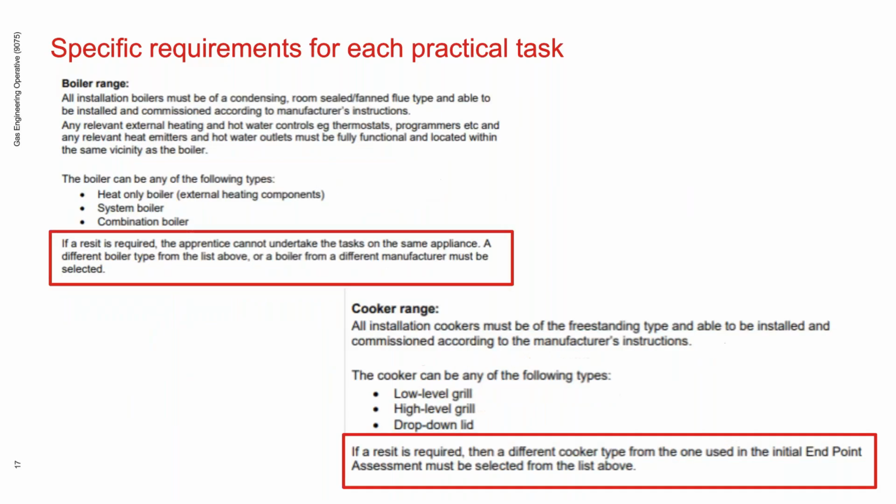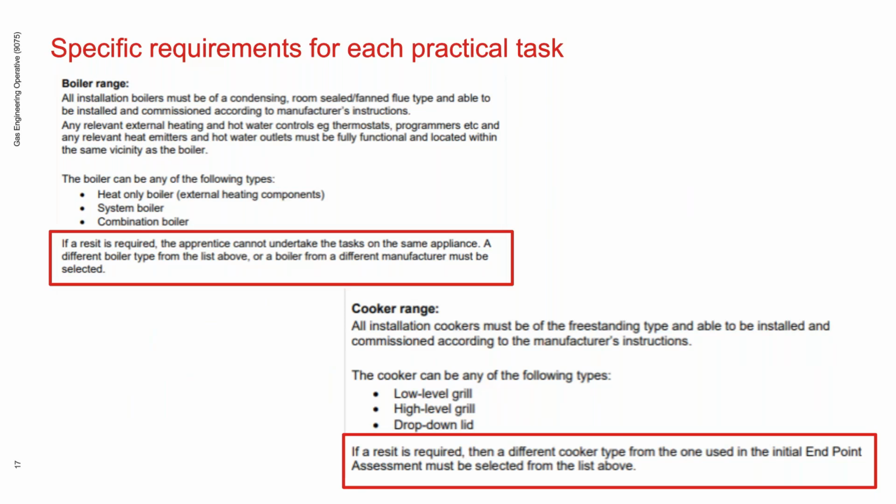So looking at the boiler range, we've got the heat-only boiler, external heating components, system boilers or combination boilers. It's important to know that if a resit is required, the apprentice cannot undertake the task on the same appliance. So a different boiler type from the list above, or a boiler from a different manufacturer, must be selected. So for example, in Bay 1 it may be a Worcester combination boiler, and in Bay 2 for a resit it could be a Vaillant, so just a different manufacturer. But what we can't do is have the apprentice working on the same piece of equipment that they did on the initial assessment.